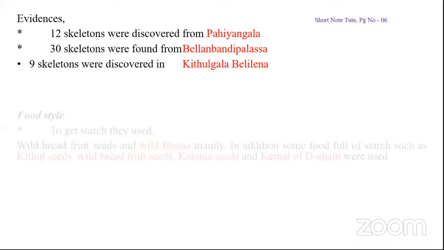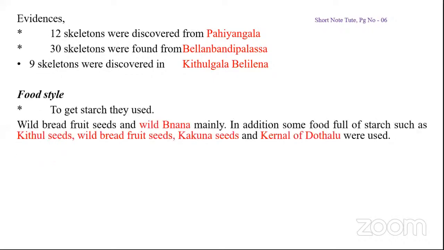Right? So now food style. That is something we have to learn, along with communal life. The second thing is food style. What type of food were they using? To get starch, they used wild breadfruit seeds and wild banana mainly. In addition, some foods full of starch such as kitul seeds, wild breadfruit seeds, kakuna seeds, and kernel of dodal were used. So other than flesh, they were using plant foods. Wild banana and wild breadfruit seeds are the main ones.